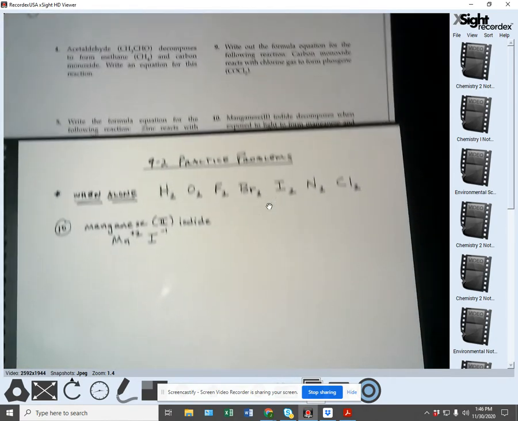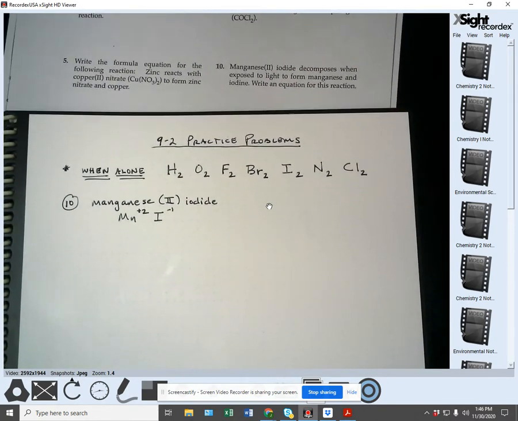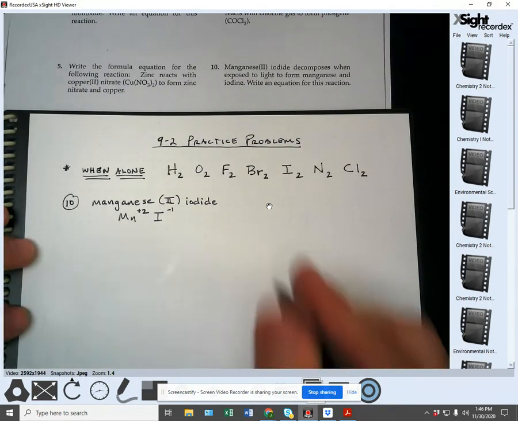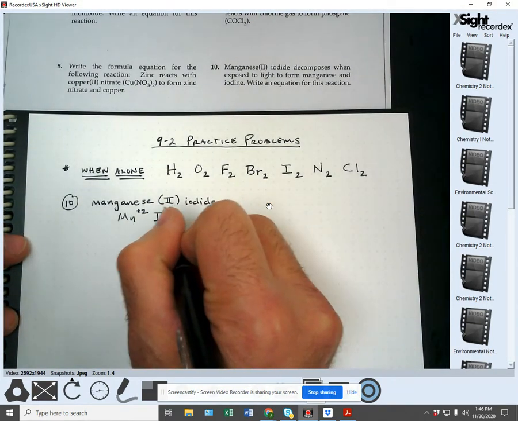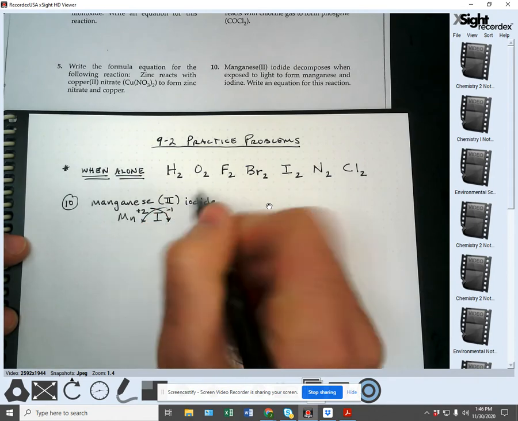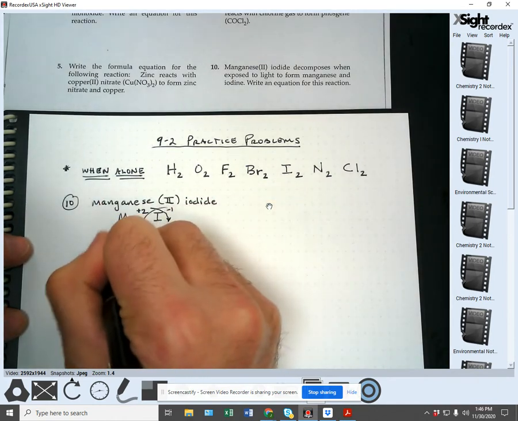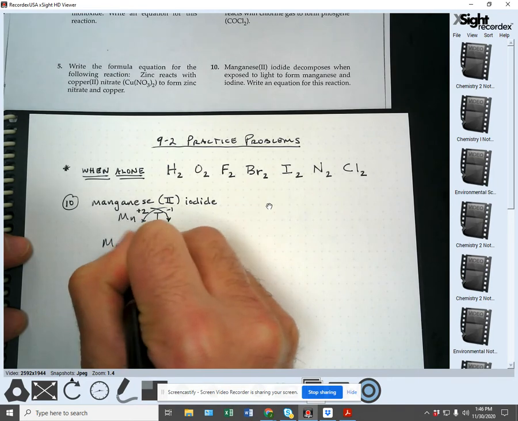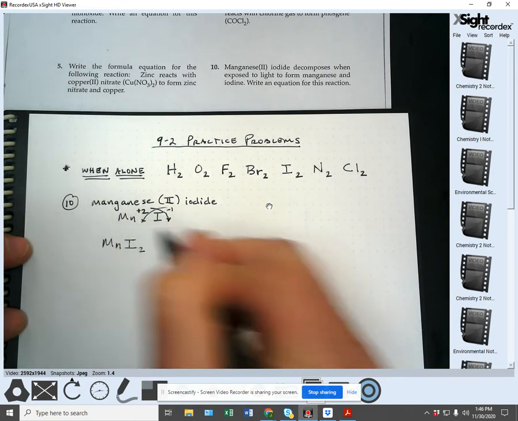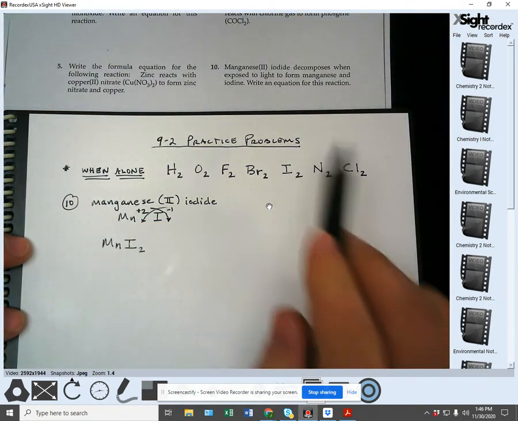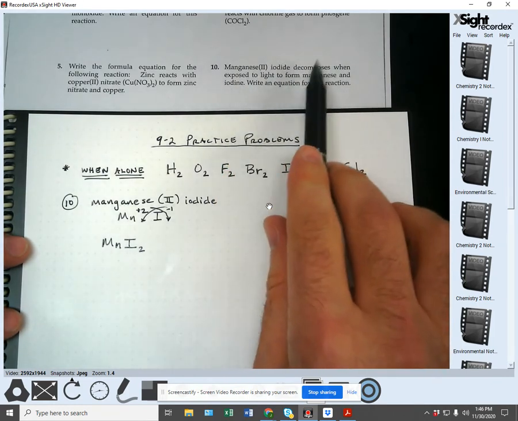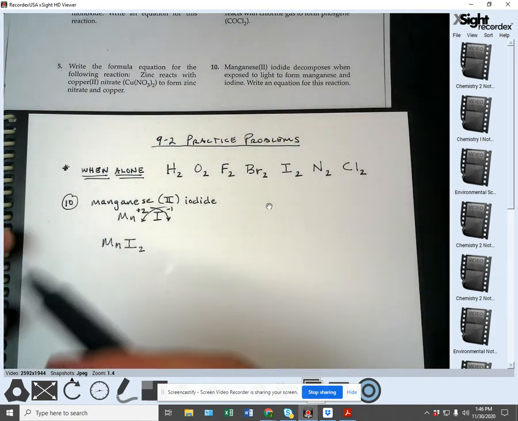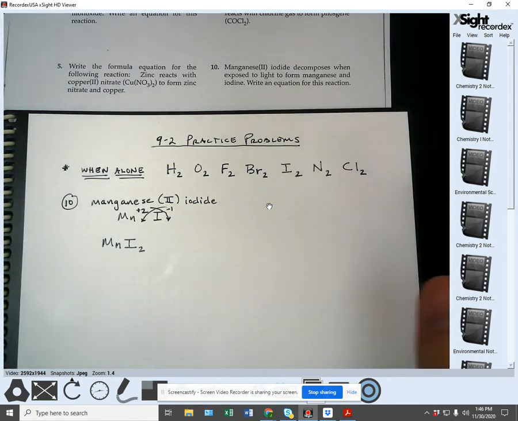Let's look to see if we can reduce anything. We can't. We cross down. So we get MnI2. Manganese 2 iodide decomposes when exposed to light. Decomposes, that's one of our key words. That tells us that the reaction is occurring.